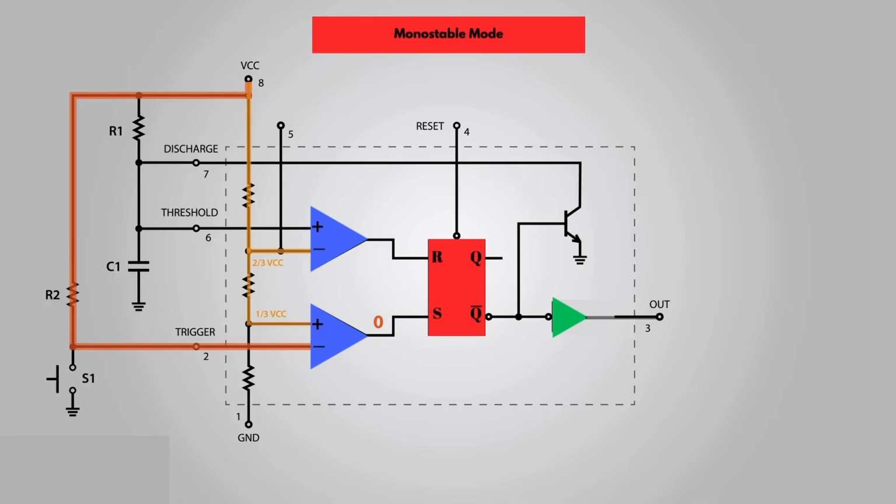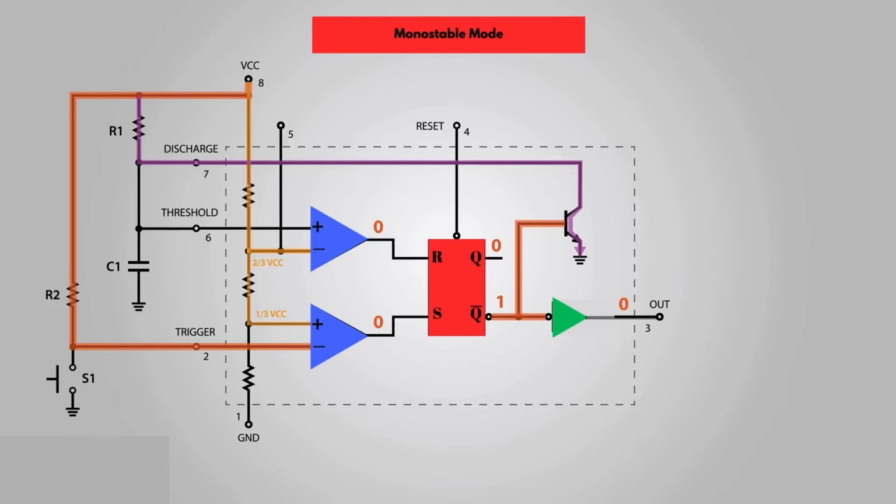On the other hand, the threshold pin is low, and that makes the threshold comparator output 0 as well. The threshold pin is actually low, because the Q-bar output of the flip-flop is high, which keeps the discharging transistor active. So the voltage coming from the source is going to ground through that transistor.